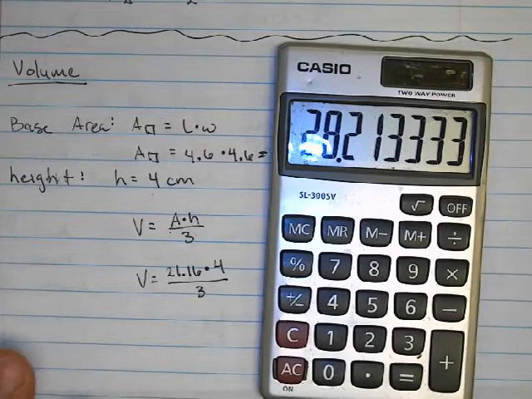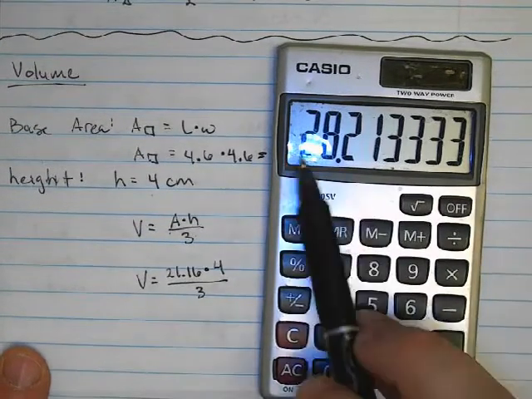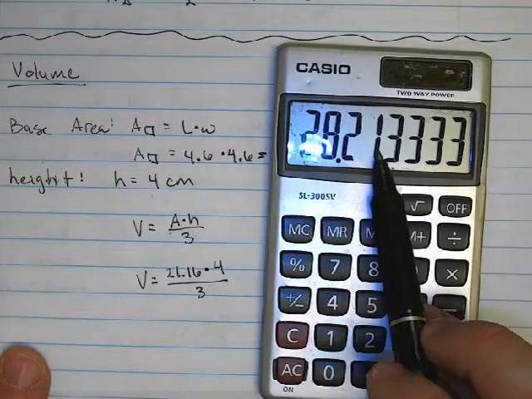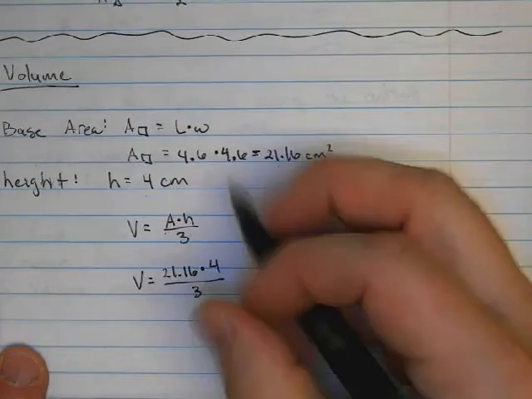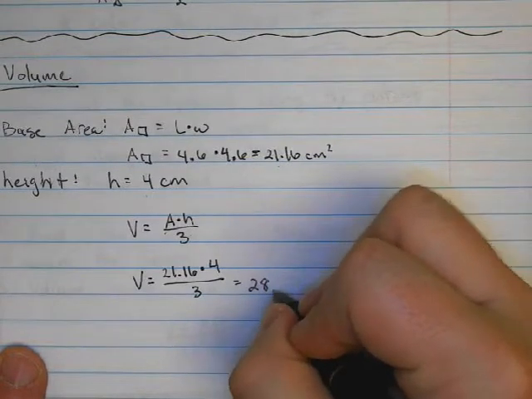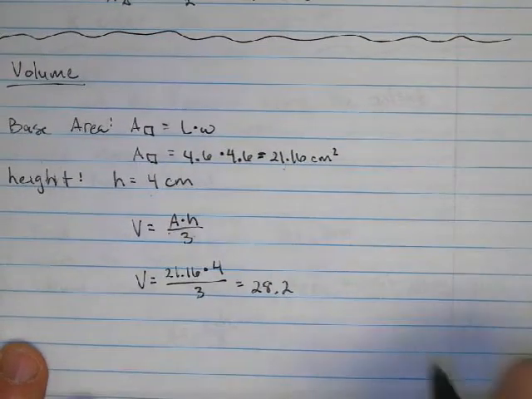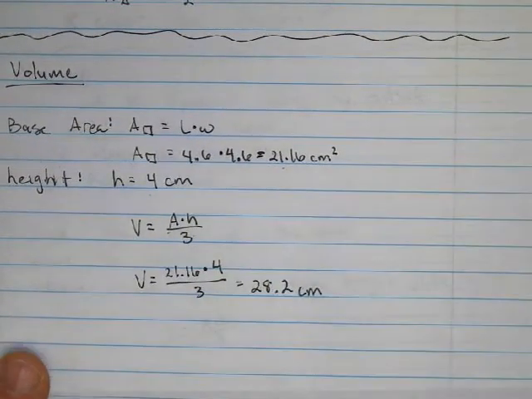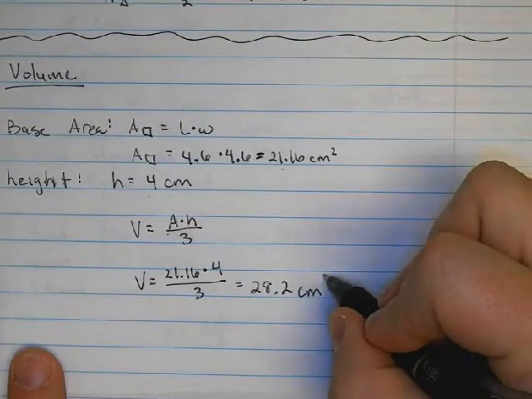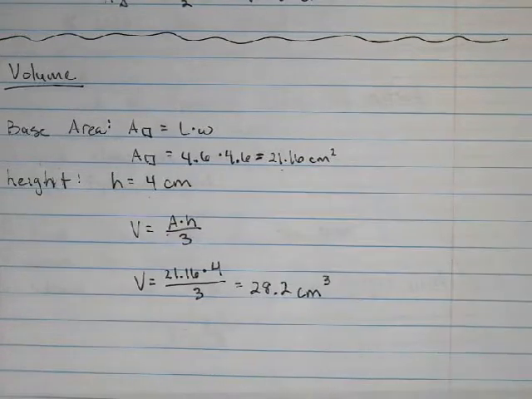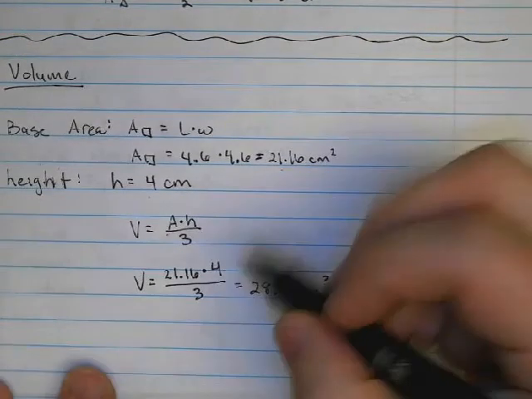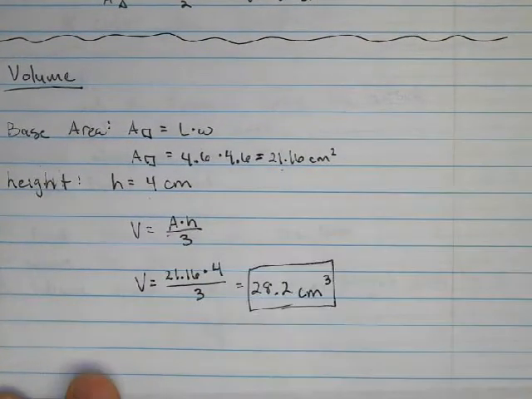Let's just round to one decimal place, so we'll call it 28.2. So we'll say 28.2, and since it's volume, what's our units going to be? Centimeters to the third power. So centimeters cubed is how we can say that. Like that. And now we found the volume of our pyramid.